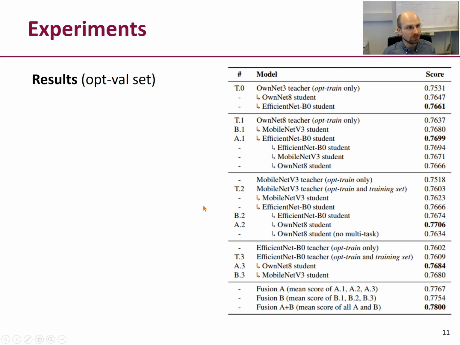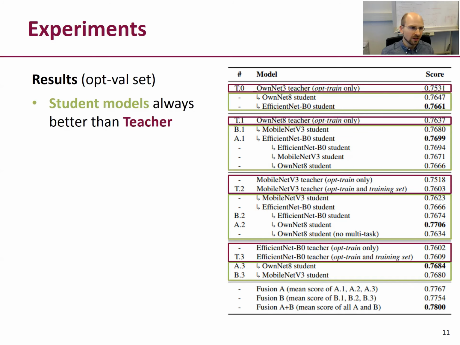Now let's have a look at the experimental results. Here you see results we obtained on the opt-val set, so our own validation set, which is part of the optimization set provided by the organizers. You see several teacher models and also student models, and at the bottom you see the fusion results, which are the ensembles. So what do we see here? First, the student models are always better than the teacher models. So the self-training really helps.